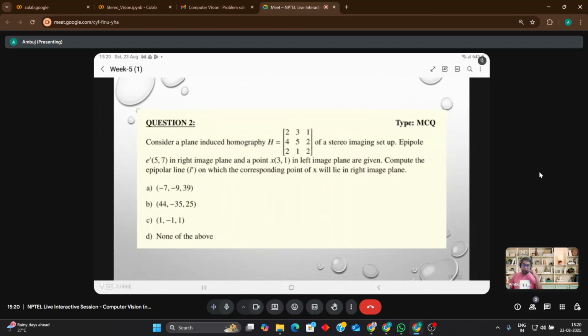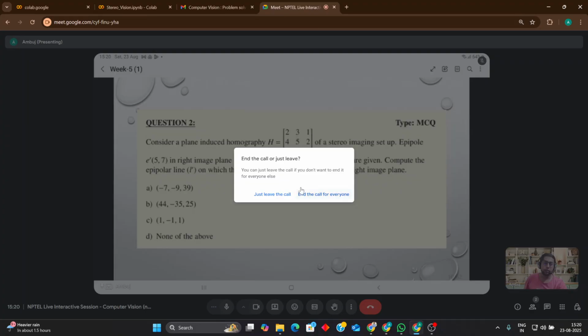If you see the plane-induced homography H of a stereo imaging setup has been set up. The epipole has been marked E dash, 5 comma 7, in the right image plane, and a point x, which is 3 comma 1, in the left image plane. Both points are given. Now you have to compute the epipolar line L dash on which the corresponding point of x will lie in the right image plane.